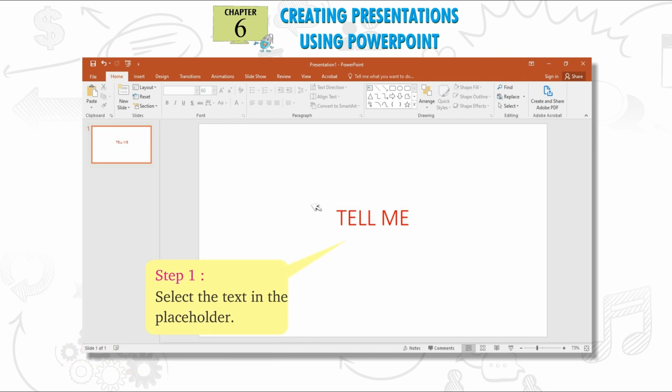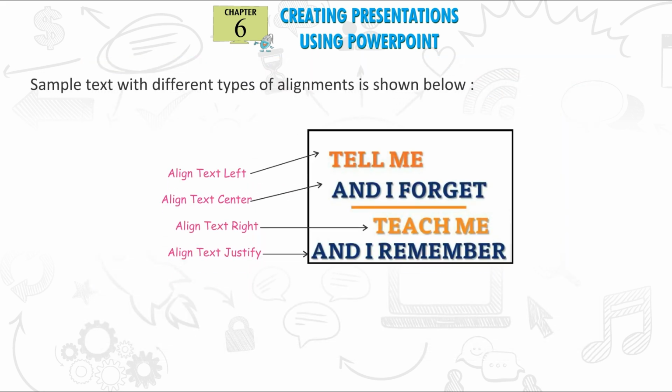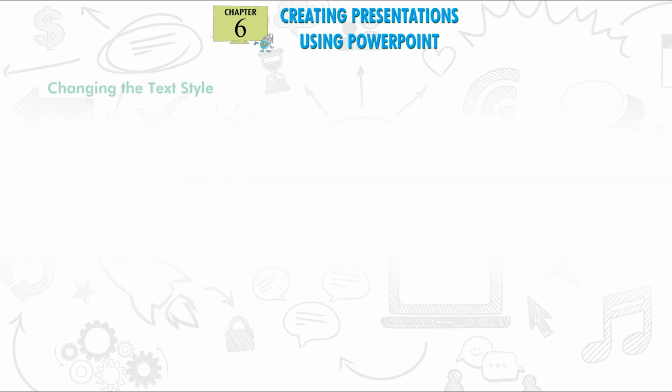Step 1. Select the text in the placeholder. Step 2. Click on the Home tab and select a required alignment option from the paragraph group. Sample text with different types of alignments is shown below.